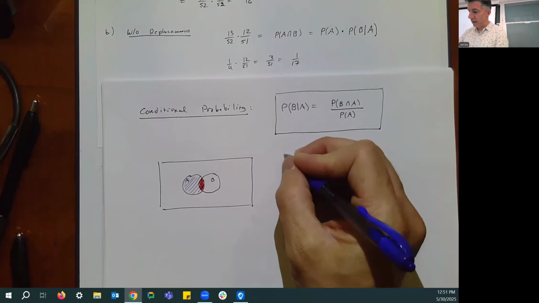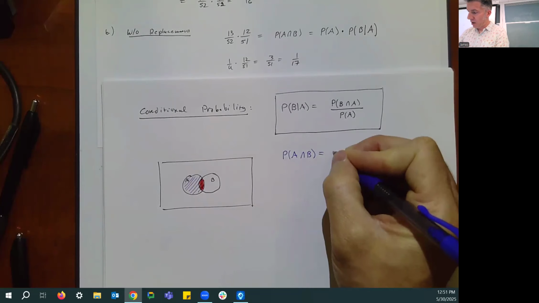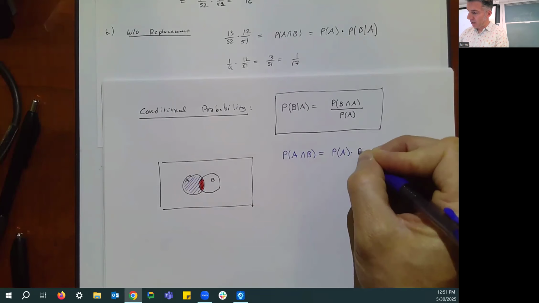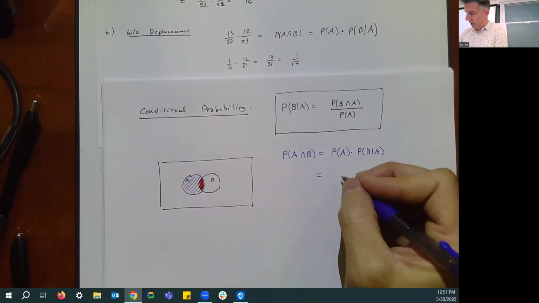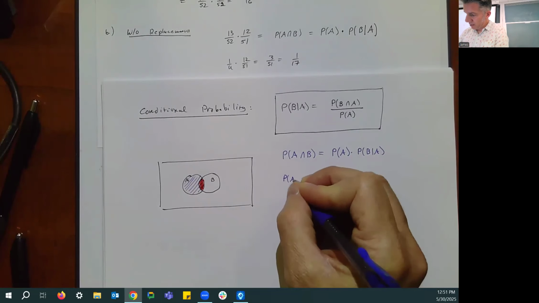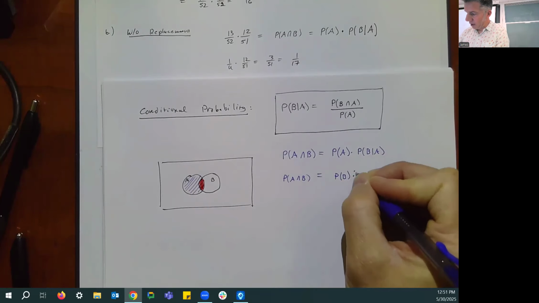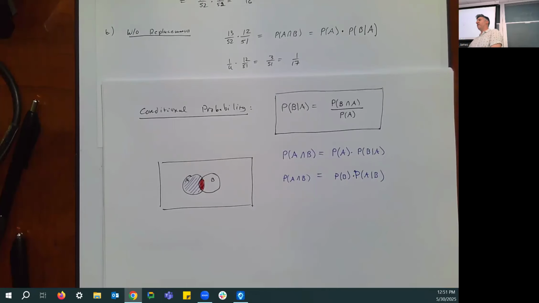Some people write it as the probability of A intersect B is equal to the probability of A multiplied by the probability of B given that A already happened, or similarly, the probability of B times the probability of A given that B already happened. So essentially, if I want to find the probability of A and B, it's going to be the probability that one of them happens, and then the next one happens given that the other one already happened.